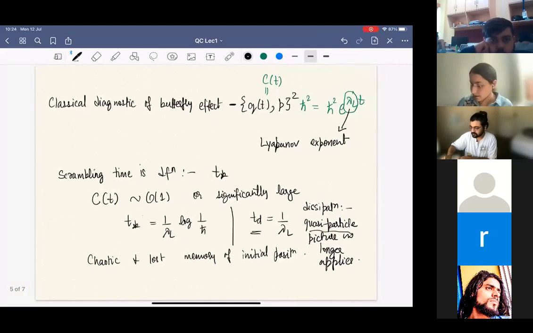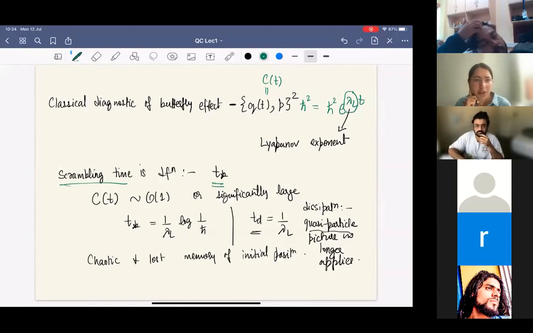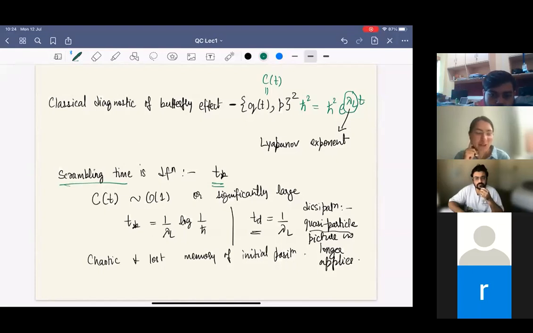I have a question regarding this. Where does the mixing time come in between the dissipation and scrambling time, or is the scrambling time the mixing time? In statistical integrable systems there is this concept of mixing time. Sorry, I don't know the concept of mixing time.